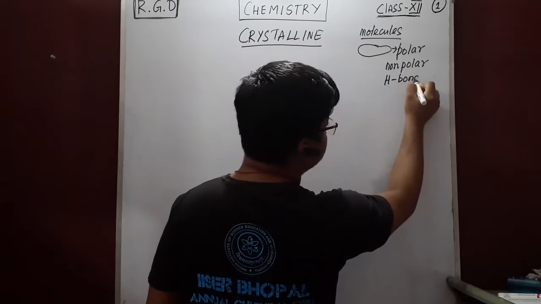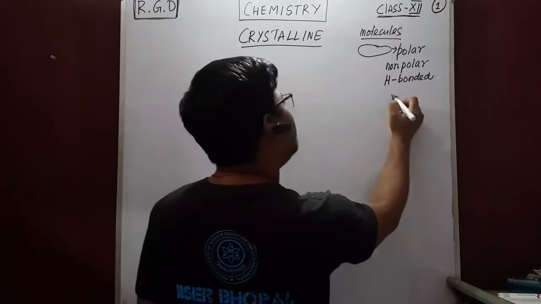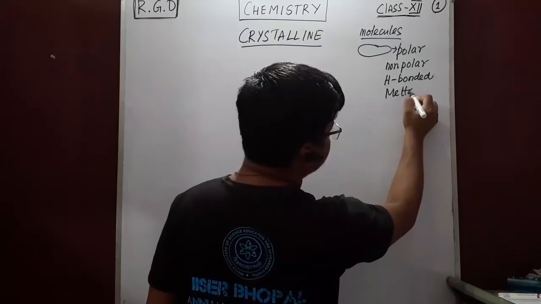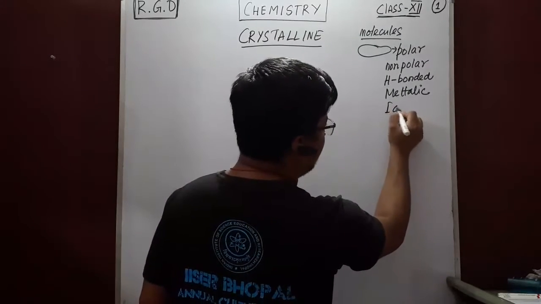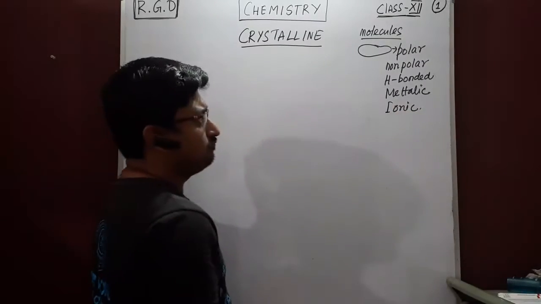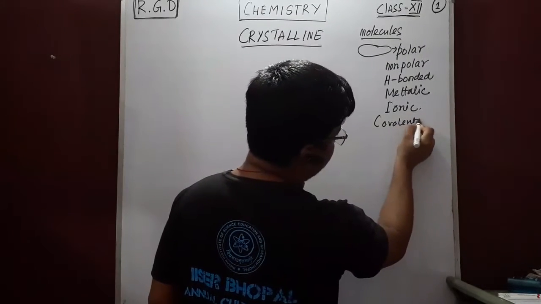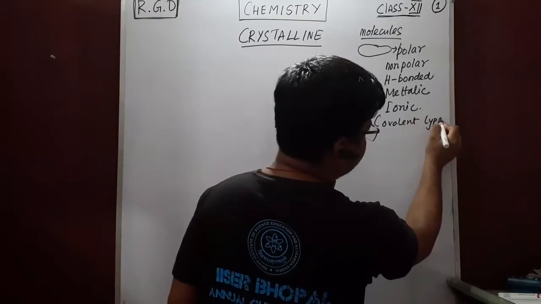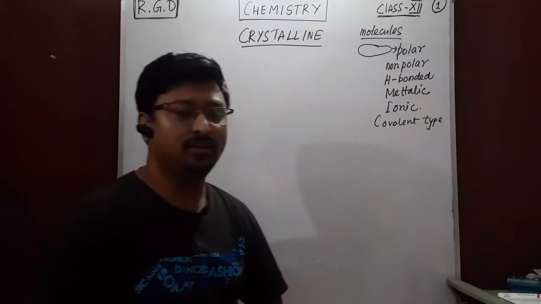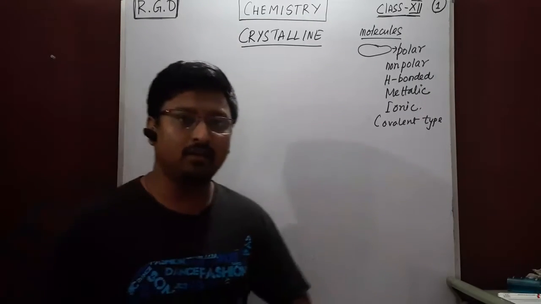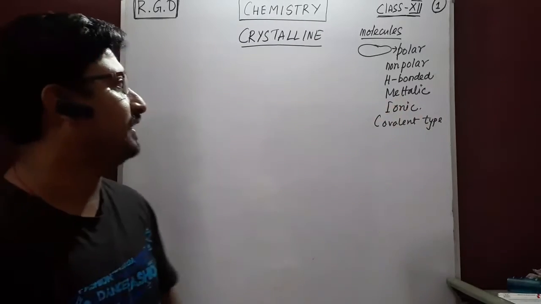Hydrogen bonded, right? They can be metallic. They can be ionic, and they can be covalent type. So this categorizes a molecule or an atom, molecule especially. Molecule has this kind of character.